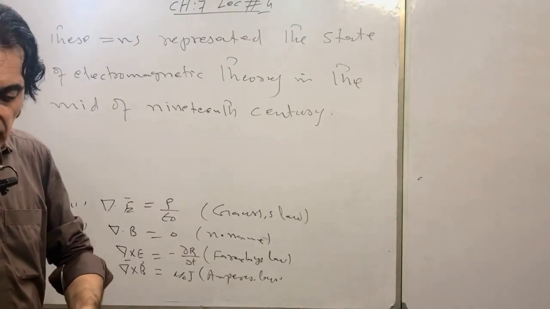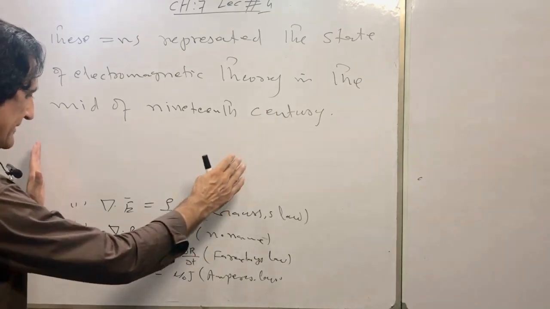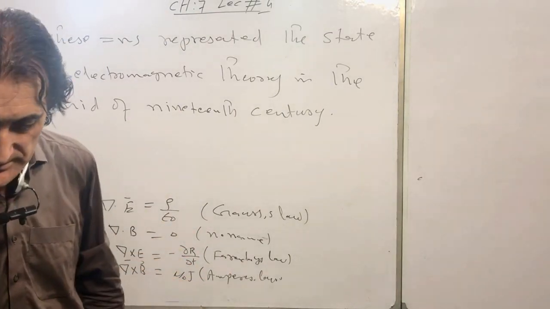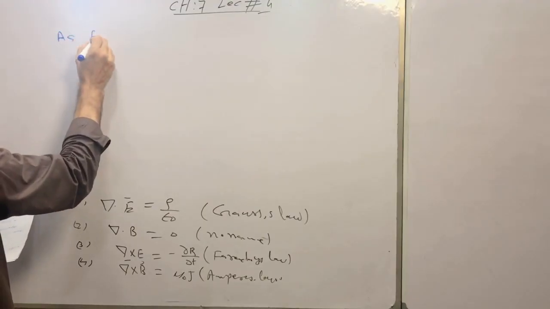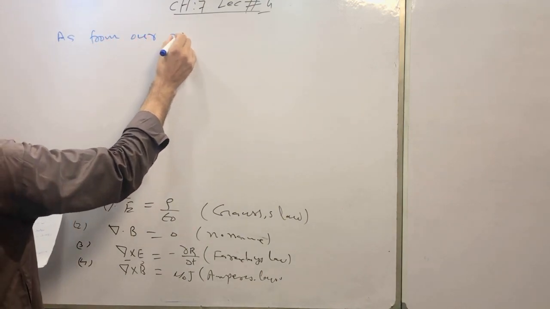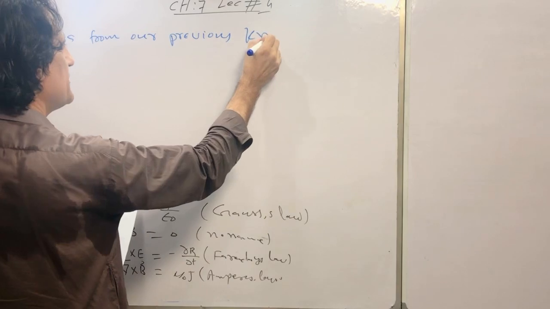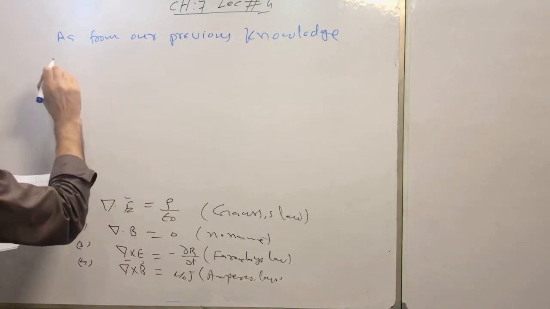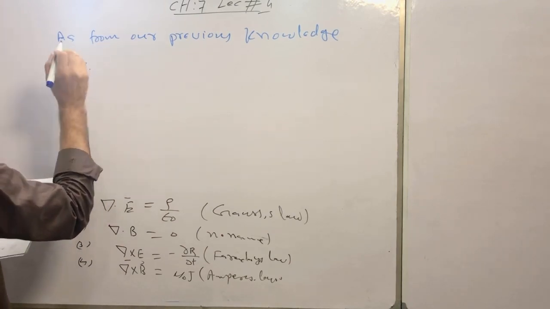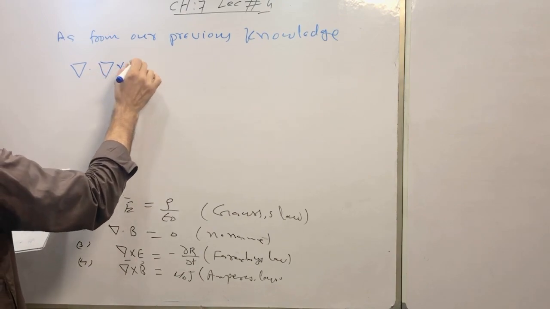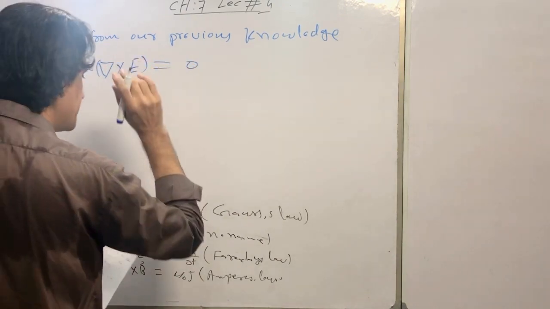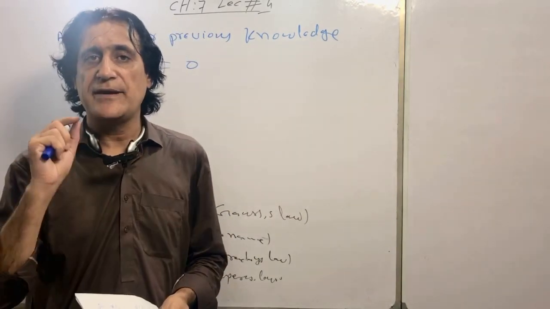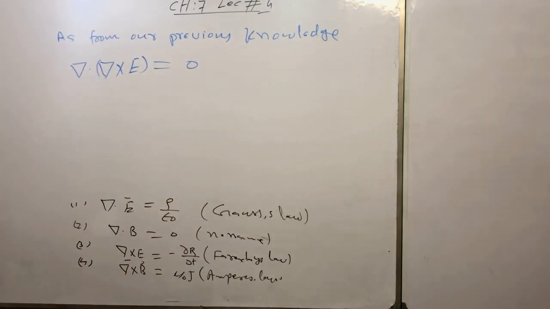And there is some inconsistency. There is some inconsistency in these equations before Maxwell's. As from our previous knowledge, we can say that the divergence of curl will always be equal to 0. This has been confirmed that the divergence of any curl must be equal to 0.